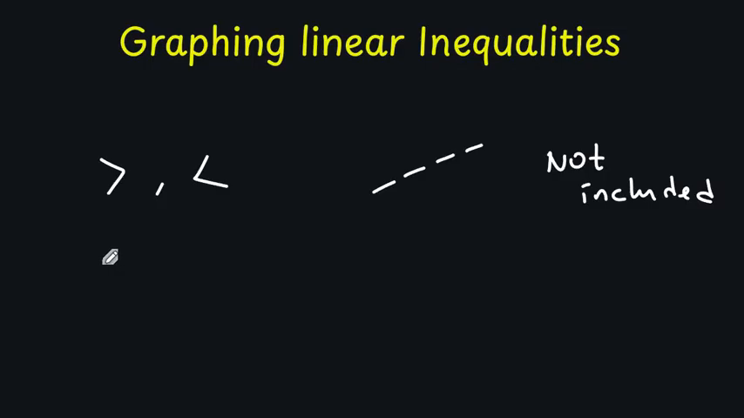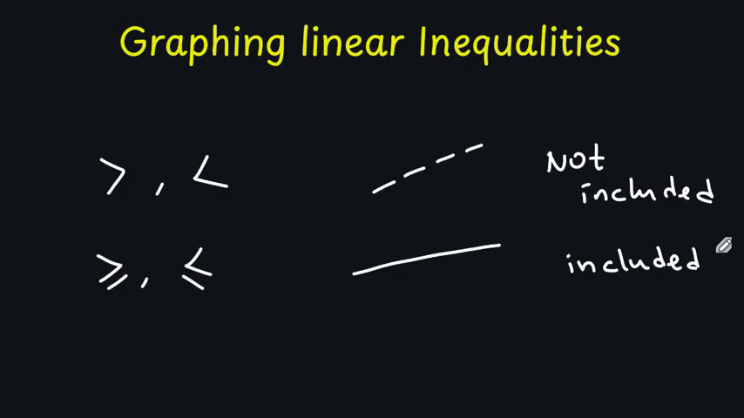Other symbols that we use in inequalities are greater than or equal to and less than or equal to. The type of line that we use for this type of inequality is a solid line, and a solid line means the points on the line are part of the solution, which means they are included in the solution.